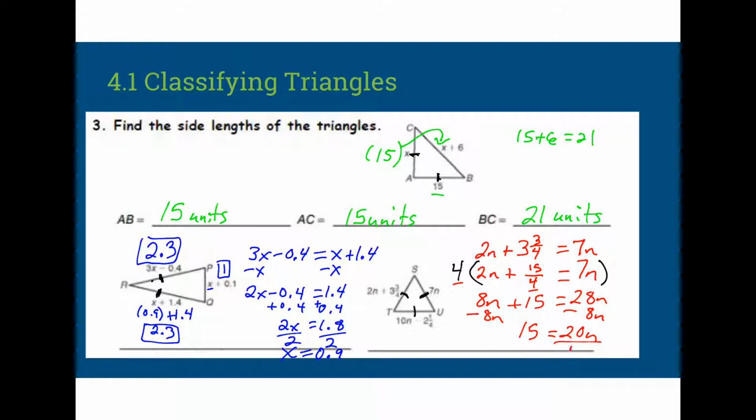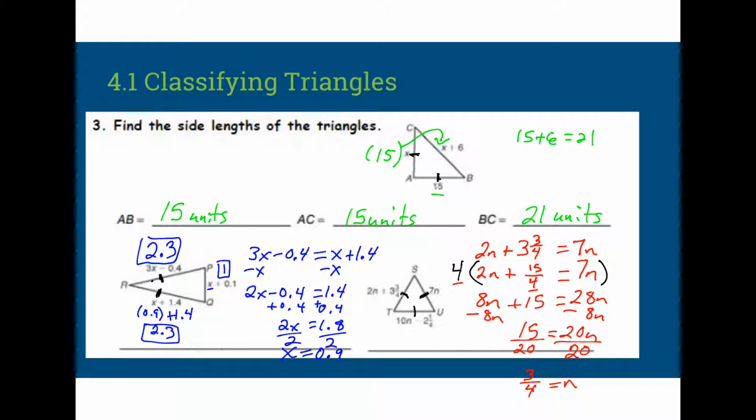And then divide by 20, and we'll get n is equal to 3/4. Okay, if I reduce the fraction 15 over 20, divide each of those by 5, I get 3/4. Since I know all of the sides are the same, all I've got to do is plug it into one of the sides, and that'll be my answer. I will plug it into the 7n because that's the easiest.